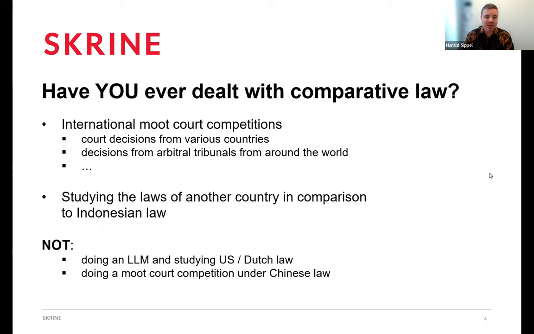It's also not the case when you do a moot court competition that is under Chinese law only, because again, this is just one law. I think it's obvious to you when I say doing a moot court competition under Indonesian law, it would not occur to you that this could be comparative law, because it's the laws of your own country. But also when it's a foreign law, when there is no comparison, please keep in mind that this is not comparative law. It really requires this comparative element.